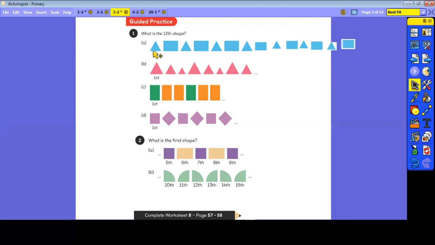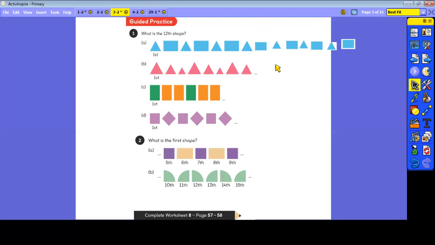Well, my prediction is that the 12th shape, and 12 is an even number, okay, and the shapes are alternating odd and even, so all the odd numbered shapes are the same and all the even numbered shapes are the same, then our 12th shape is going to be an even number shape, so it's going to be a rectangle. But let's check that, shall we?